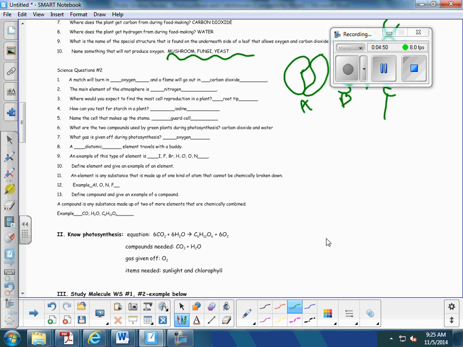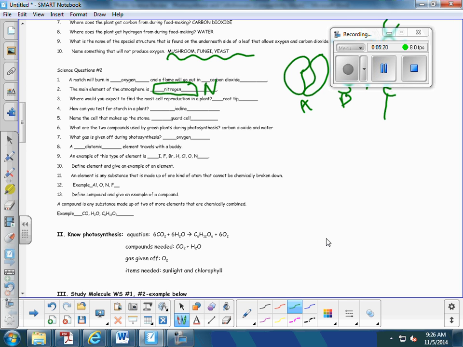Let's go over science questions number 2 quickly, please. A match will burn in oxygen and a flame will go out in carbon dioxide. That's nothing new. We did an experiment with that, as a matter of fact. Number 2 is something you might answer wrong. You might want to say that the main element of the atmosphere is oxygen. It is not oxygen, it is nitrogen. Okay, with an N, correct. Not Ni. Ni stands for nickel.